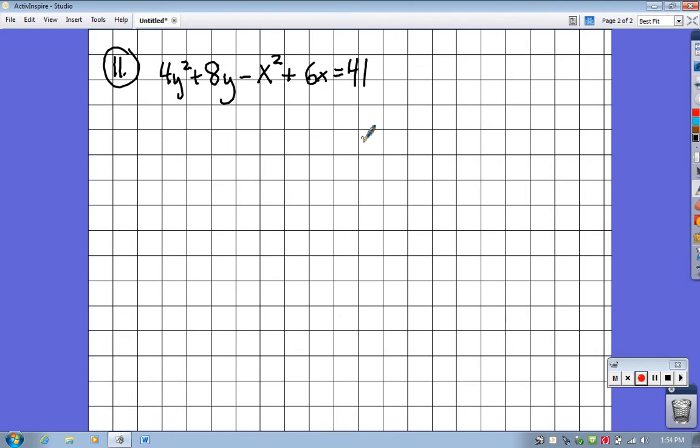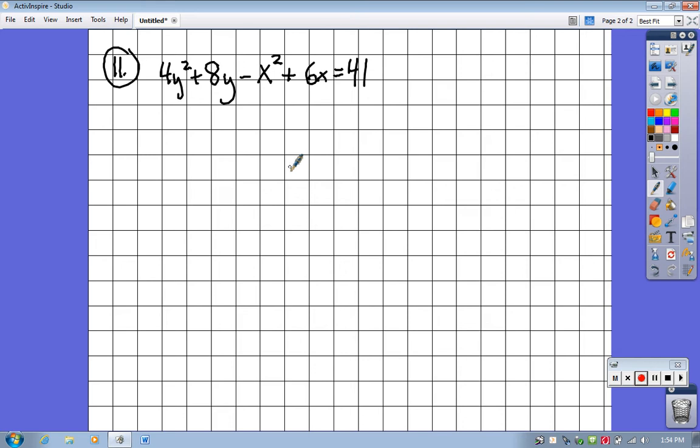So first thing I'm going to have to do here is get it in the right form. It looks like it's going to be a hyperbola. I have an x squared and a y squared, and their coefficients are opposite signs. So let's complete the square on some of these. Factor out a 4. That's going to give me a y squared plus 2y. Factor out a -1 from this x squared. That's going to give me x squared minus 6x. The whole thing's still equal to 41. Okay, keep going from here.